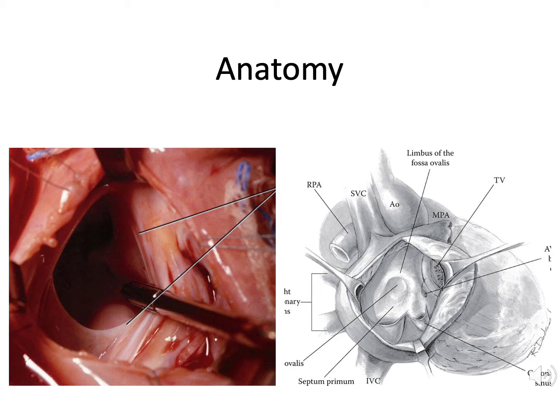Remember that secundum ASDs are always located in the fossa ovalis. They can be a small perforation of the septum primum, or they can be complete absence of the septum primum. It's an assessment you'll have to do visually once you've opened up the right atrium. Now, if you look to the diagram on the left, you should be able to point out the coronary sinus, tricuspid valve, septal leaflet, and where you'd sew your patch.